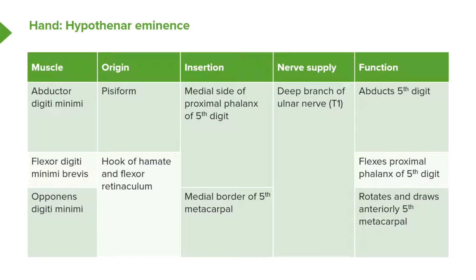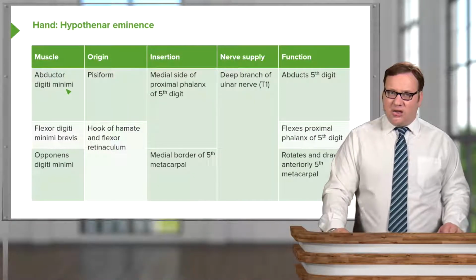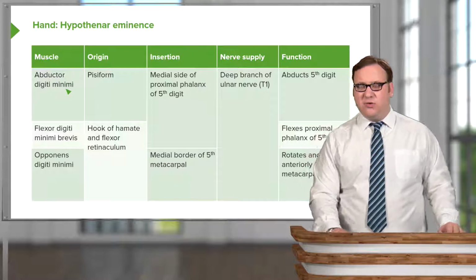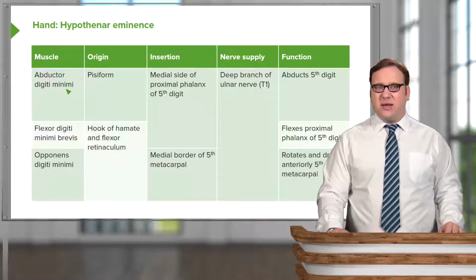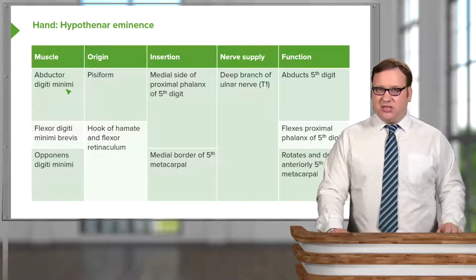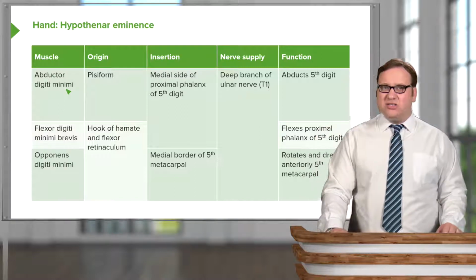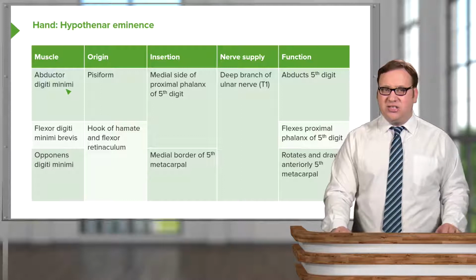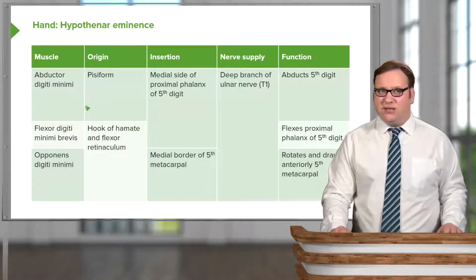So if we have a look at the origins and the insertions for these muscles, here we have abductor digiti minimi. This is originating from the pisiform bone, and it inserts onto the medial side of the proximal phalanx of the fifth digit. So we're just concentrating on the fifth digit now. This muscle is supplied by the ulnar nerve, so it's no longer the median nerve. We've moved over to the medial side of the hand, and we're now supplied by the ulnar nerve. Specifically, it's the deep branch of the ulnar nerve.